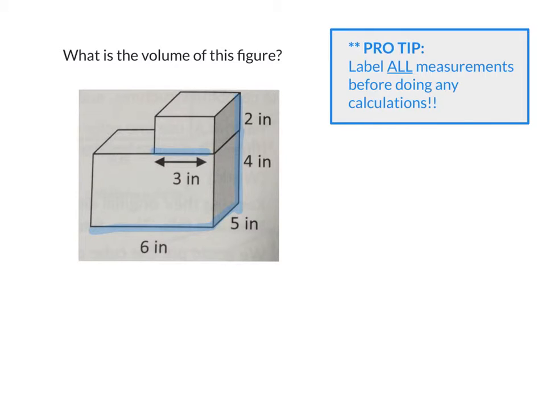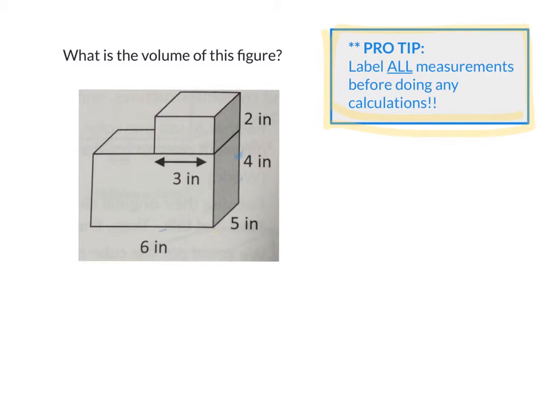But we have a lot of other measurements that are not labeled. For example, this line's not labeled, this line's not labeled, and several others are not labeled. Do you see that? A pro tip I have for you is to label all the measurements before you do any calculations. This will really save you from making mistakes. They will always give you all the information that you need. However, it may not be super obvious. So let's work together to first fill in some missing measurements.